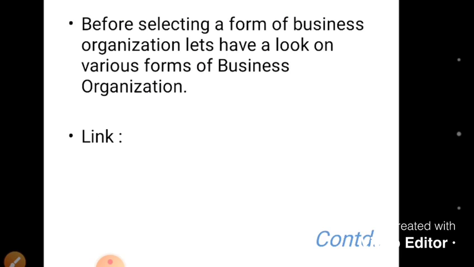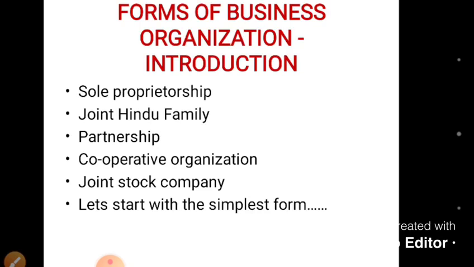Before selecting a form of business organization, let's have a look at various forms of business organization. Introduction. There are sole proprietorship business, joint Hindu family business, partnership, cooperative organization, joint stock company. These are the various forms. And now we will start with the simplest form.